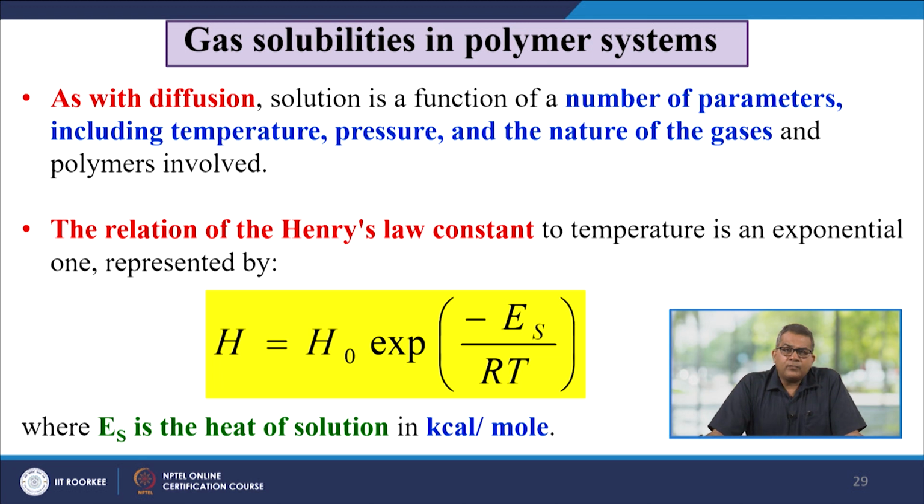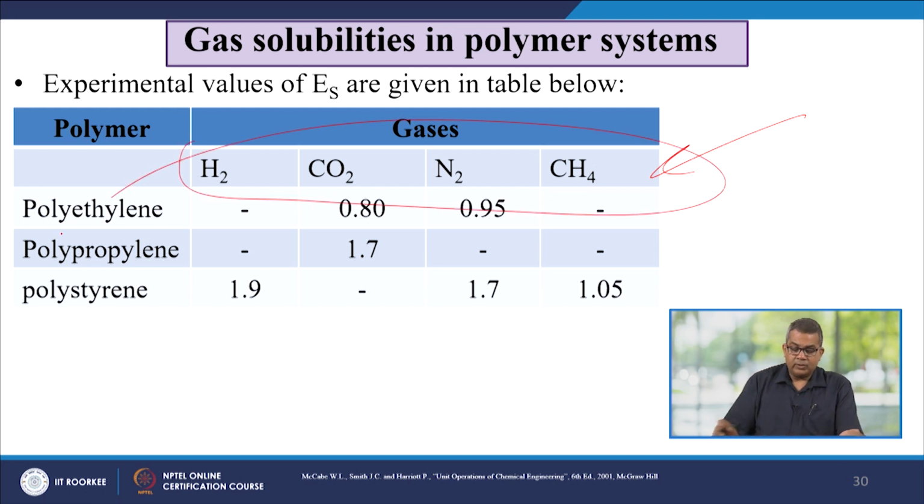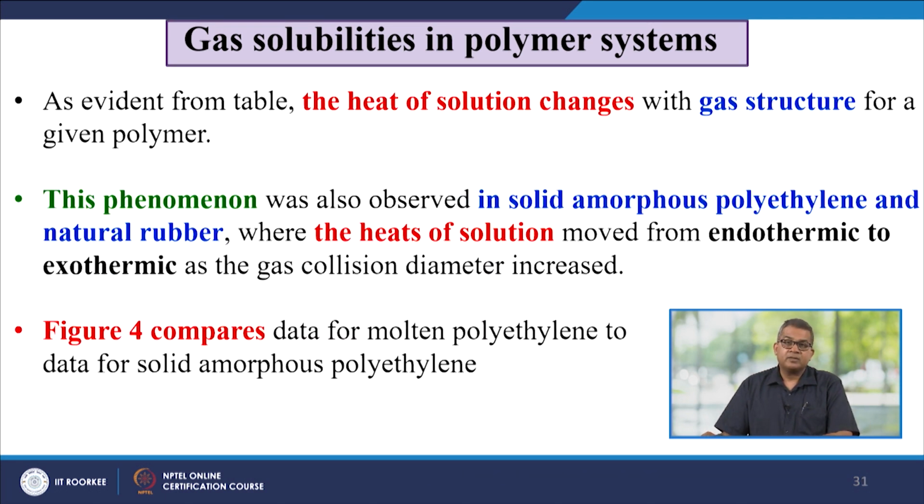So, the relation of Henry's law constant to temperature is an exponential expression which is represented by H is equal to H naught exponential of minus ES over RT, where ES is the heat of solution, which has the units of kilocalorie per mole. Various experimental values have been determined by different scientists, and some of the experimental values in use for common polymers are given for polyethylene, polypropylene and polystyrene with respect to different gases like hydrogen, carbon dioxide, nitrogen, methane, all these things.